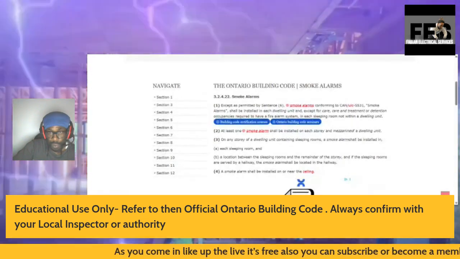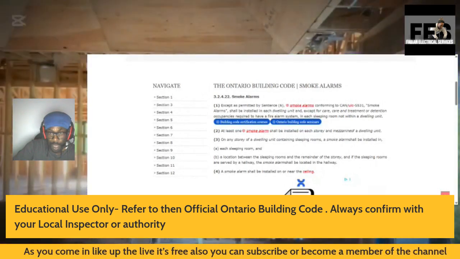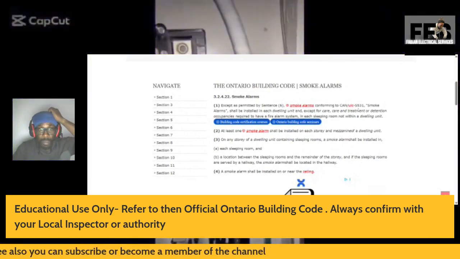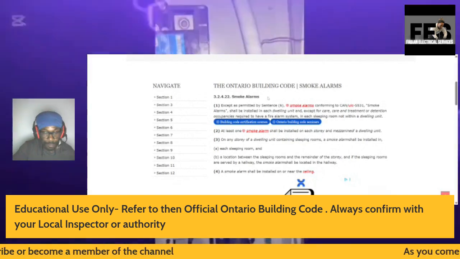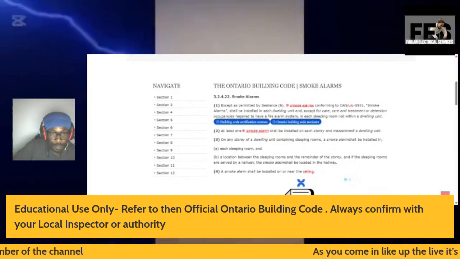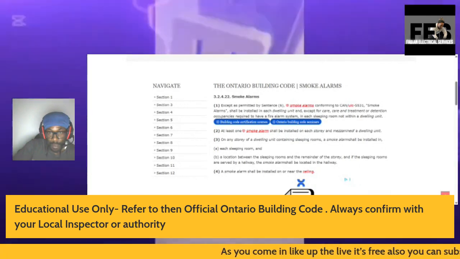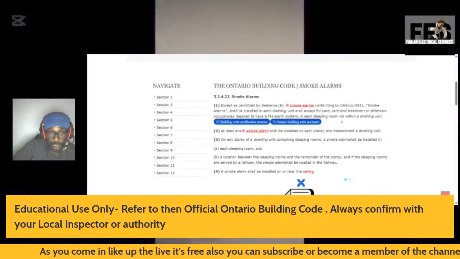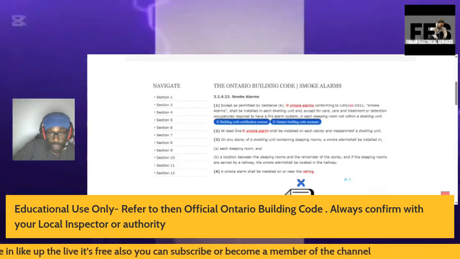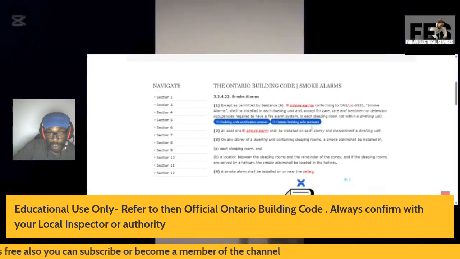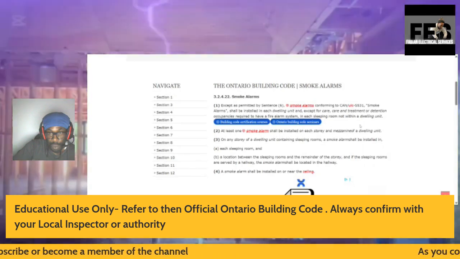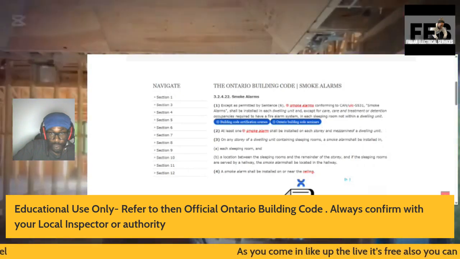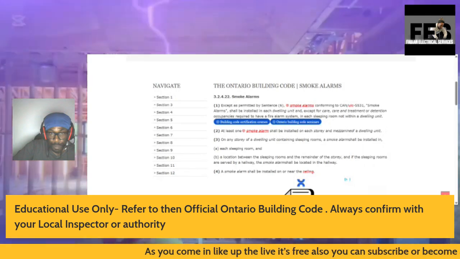Except as permitted by CAN/ULC-S531, smoke alarms shall be installed in each building unit, and except for care and treatment or detention occupancies required to have a fire alarm system, in each sleeping room not within a dwelling unit, and at least one in each dwelling unit.